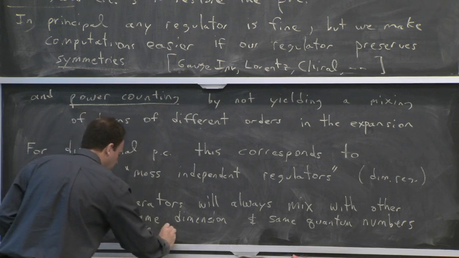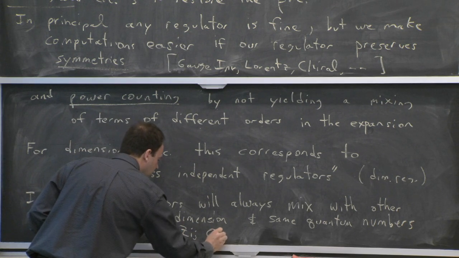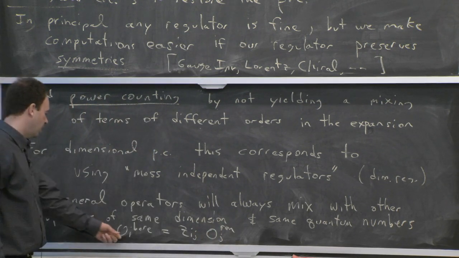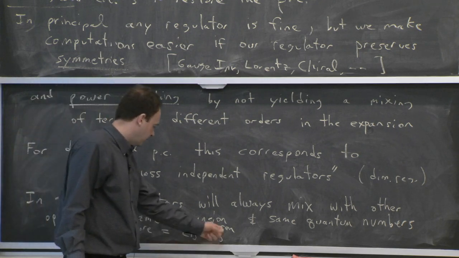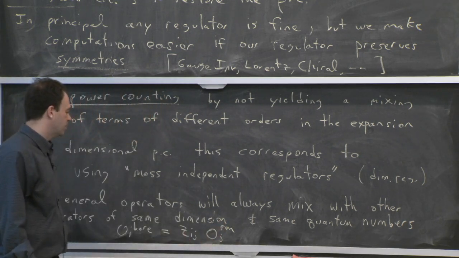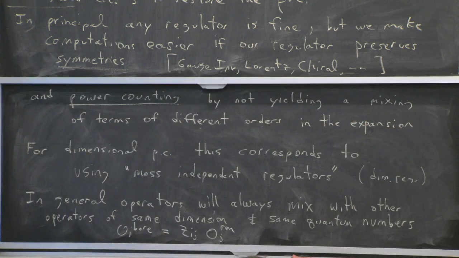So if you like, in a matrix type notation, you could say that the bare operators mix up with the set of possible renormalized operators, and there's some matrix of counterterms that would connect them. Okay, so any questions so far?